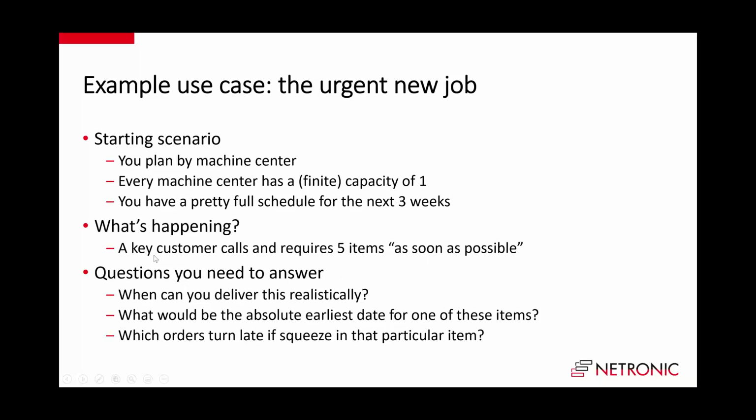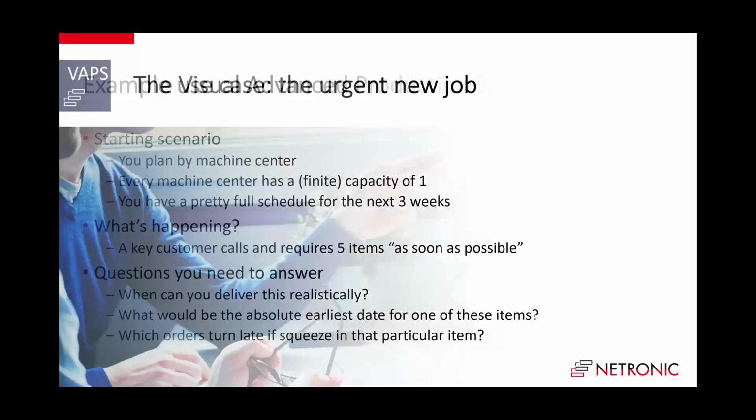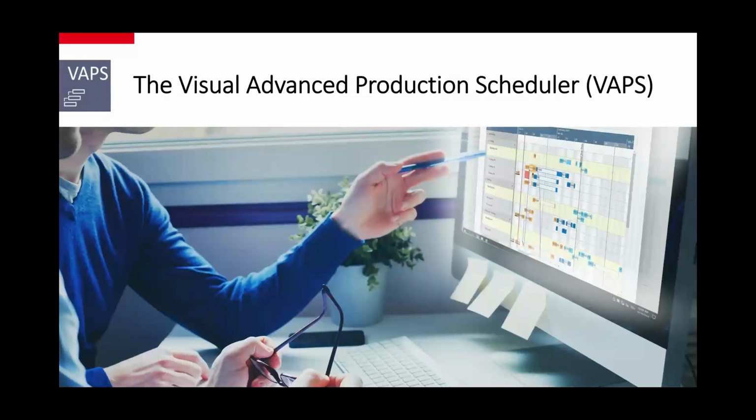And I quickly need to answer 3 questions. When can I deliver this realistically? What would be the absolute earliest time for one of these 5 items? And which orders turn late if I squeeze in this particular item? And this is something that gets best answered with a product called Visual Advanced Production Scheduler.